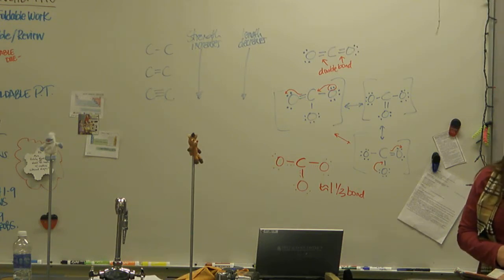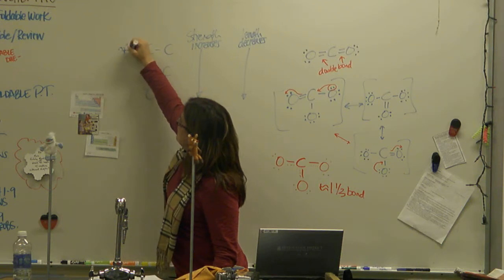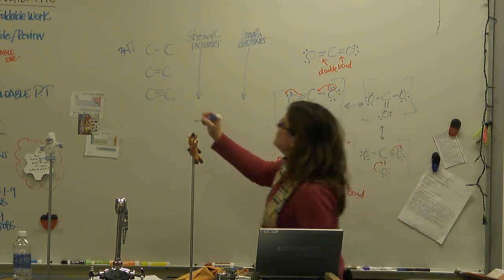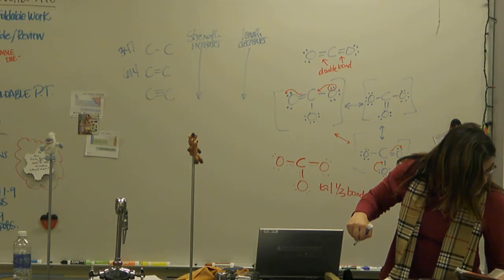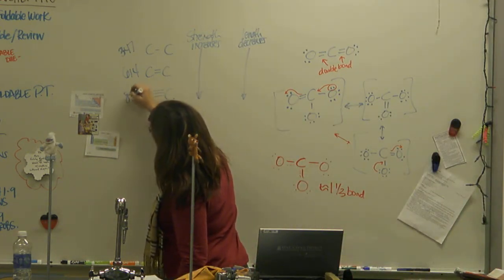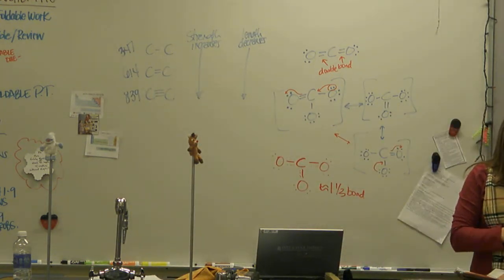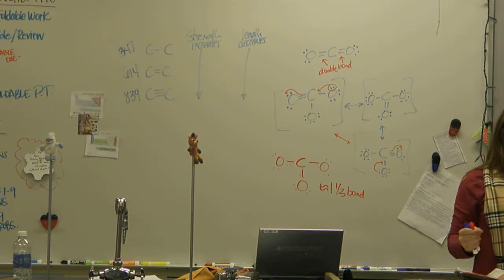A carbon-carbon single bond is 347. A carbon-carbon double bond is 614. And a carbon-carbon triple bond is 839. So the bond energy increases. Are you still answering the question? A little bit, I don't know. He was just making a comment, trying to come up with a cause and effect of why.